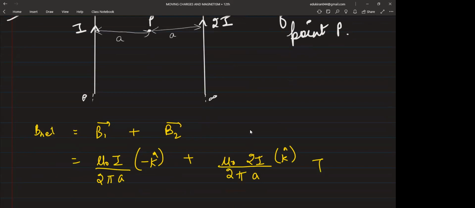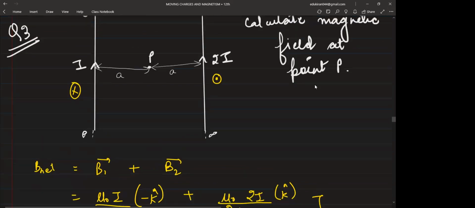Now tell me, are you clear with the directions? Why this is inwards and why this is outwards? Here this is inwards. Here this is outwards. Is it clear to both of you, Sufyan, Taha? Yes or no? Yes, is it clear? Yes, sir.